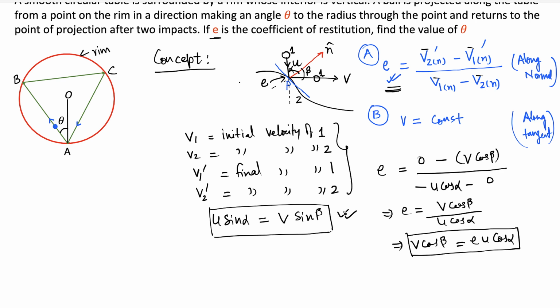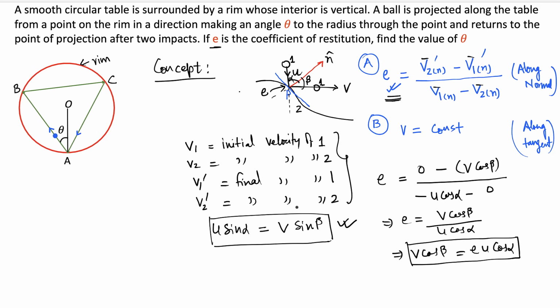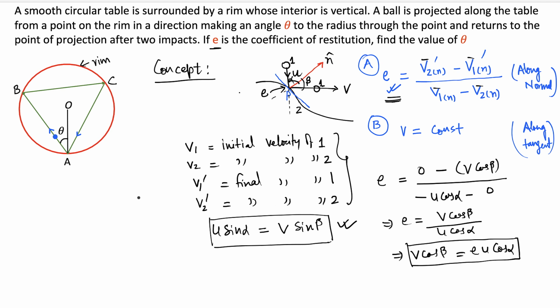Okay, if you get this, then more or less the problem is already solved. Let's see. At point B, if we draw this radius vector here, this is theta, then this is also theta because OA and OB both are R. Let's say R is the radius, and let's say this is alpha. Then this is also alpha, and let's say this is beta. So this is also beta.